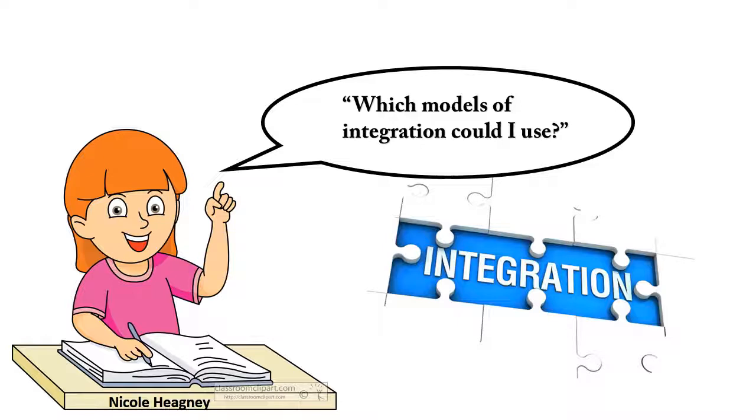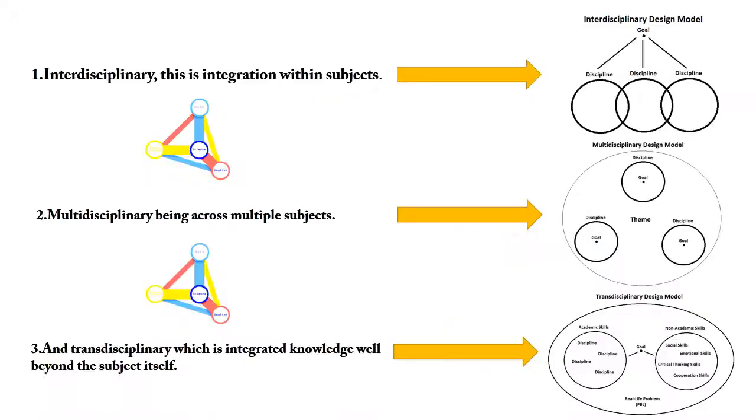In our group KWL chart, Nicole posed the question, which models of integration could I use? When designing an integrated learning plan, there are many different models that can be utilised. The models can be adapted depending on which of the three main categories of integration you are pinpointing. These categories include interdisciplinary, this is integration within subjects, multidisciplinary, being across multiple subjects, and transdisciplinary, which is integrated knowledge well beyond the subject itself.